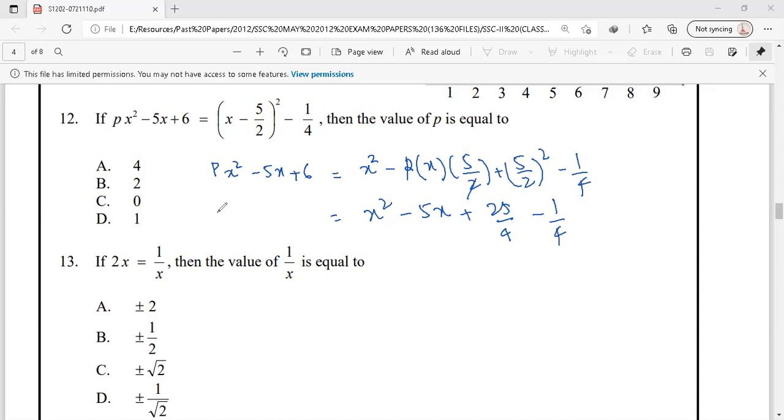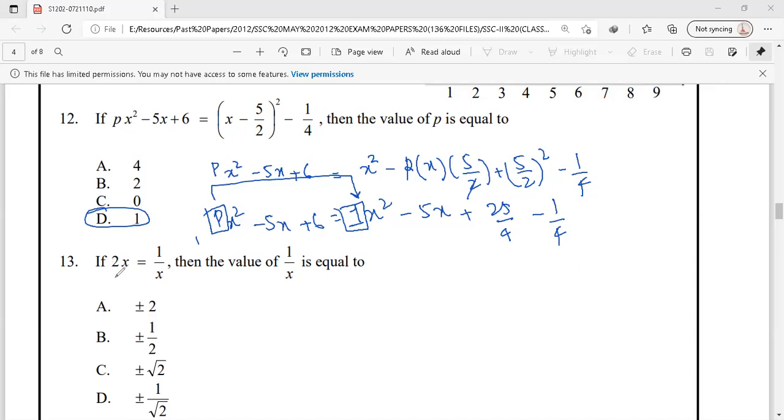So from this equation, if we compare the coefficient of x², here we have the coefficient of x² as 1, and we have the coefficient of x² on the left hand side as p. So if these equations are equal, it means the value of p will be the coefficient of x² on the right side of the equation. Option D will be the right answer.